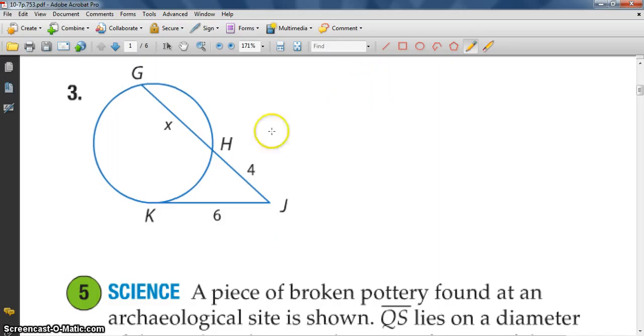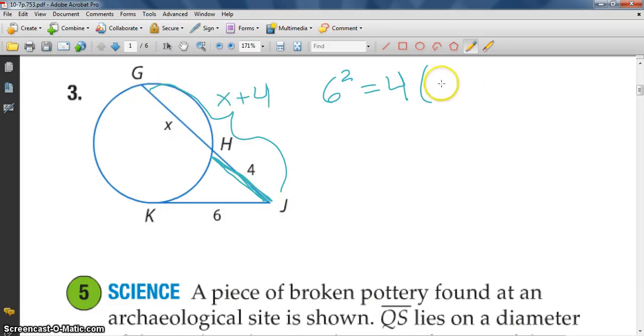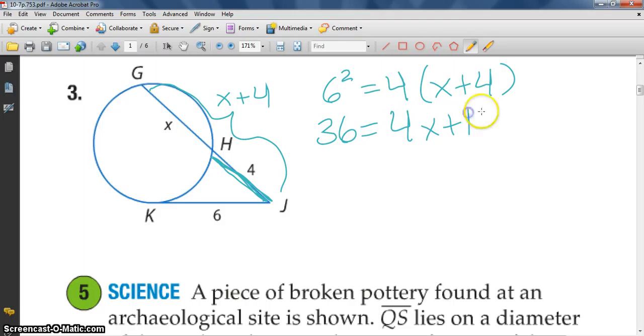On number 3, we have a secant line and we have a tangent line. So the theorem states that the tangent squared, so KL squared, is equal to this outer part of the secant times the entire secant length. So the entire secant length would be x plus 4, adding these two parts together. So distributing, we get 4x plus 16. Subtract 16 from both sides, and divide both sides by 4.